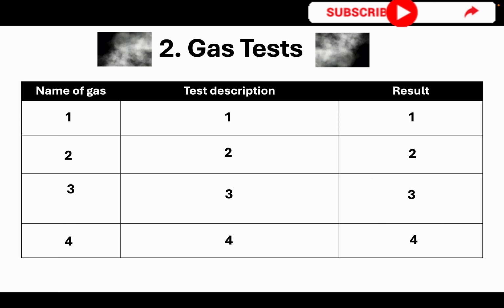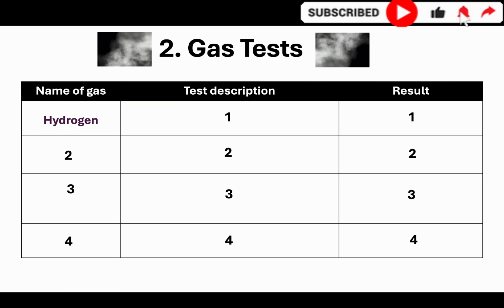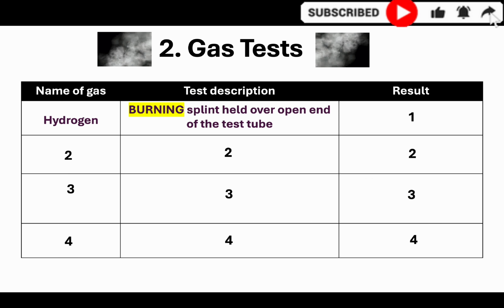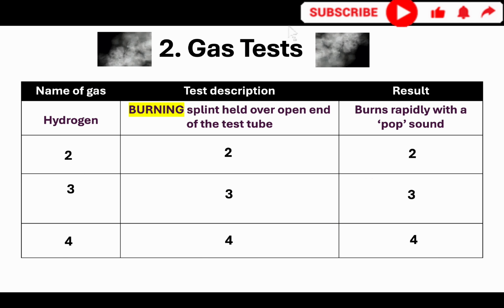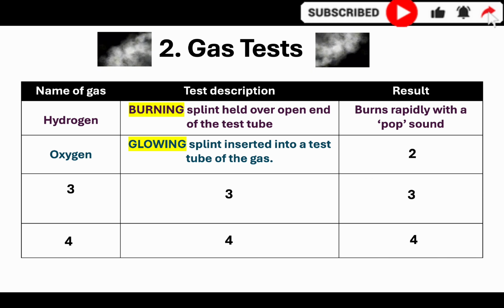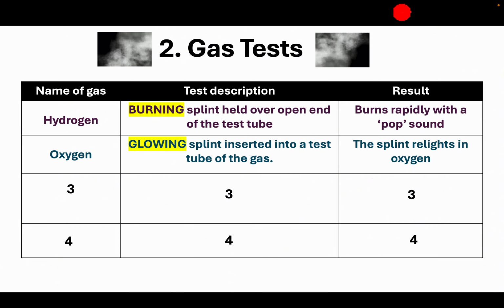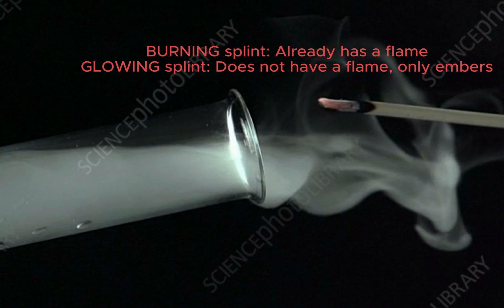We're now going to look at 4 different gases and the test for each one. So let's begin. The first one is hydrogen. With hydrogen, you put a burning splint, a lit splint, held over the end of a test tube. If you see it burn rapidly with that famous squeaky pop sound, then you know you have hydrogen. For oxygen, you have a glowing splint, and this is inserted into a test tube of gas. This splint relights in oxygen.